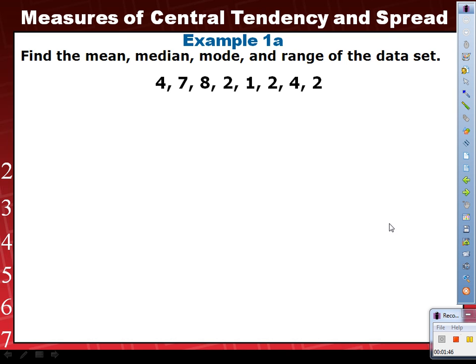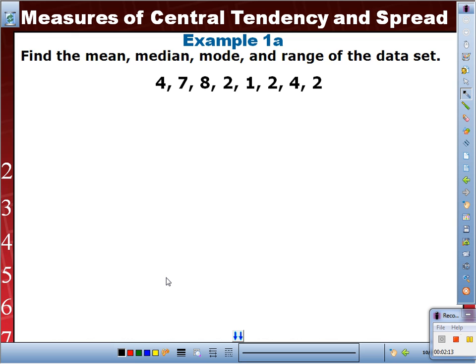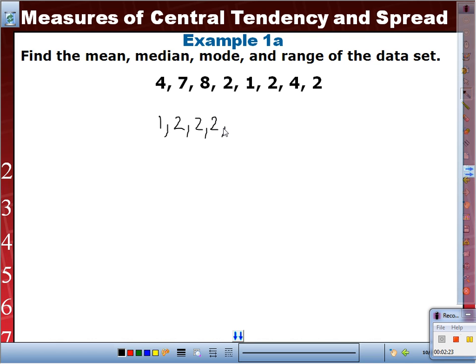Example 1A. It says, find the mean, median, mode, and range of the data set. 4, 7, 8, 2, 1, 2, 2, 4. Copy that. I'll give you a little bit of time to go. All right, so let's do the 4 things we already know how to do, the 4 tasks. The first one, or step 1, what do you need to do every time I give you a set of data? What is the very first thing? Least to greatest. So we start with 1, 2, 2, 2, 4, 4, 7, 8.